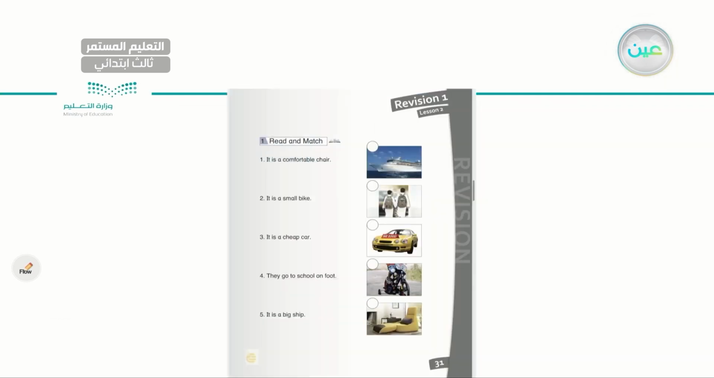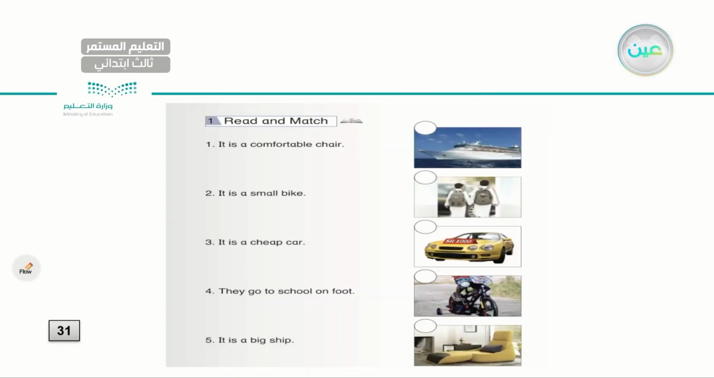Now let's move to page 31. Again, these are related to transportations and some of the adjectives. I'll be zooming in here. Read and match. I have 5 sentences and I have 5 pictures. Let's read. It's a comfortable chair. It's a small bike. It is a cheap car. They go to school on foot. It is a big ship.